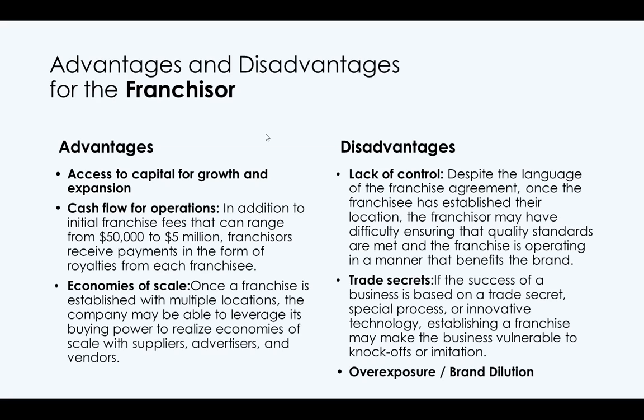Trade secrets. If the success of a business is based on trade secrets, obviously that is going to diminish once you start involving all these other franchisees in your business. And then overexposure is when you get too many. And you'll see this happen. Sometimes franchises will end up decreasing the number of restaurants or storefronts they have because they've oversaturated an area. You have 2 KFCs very close to one another, for instance. What good does that do your business?